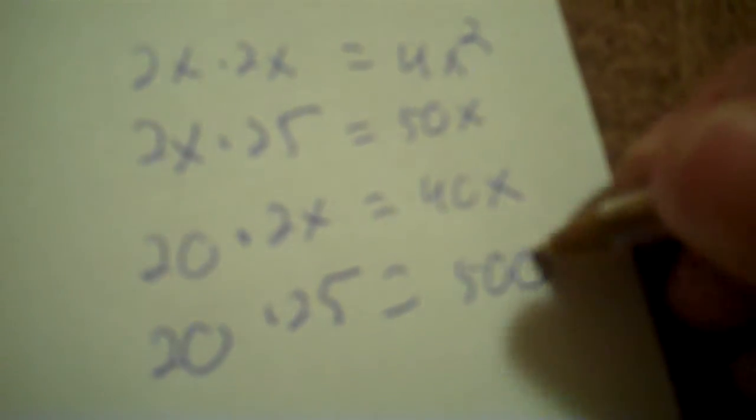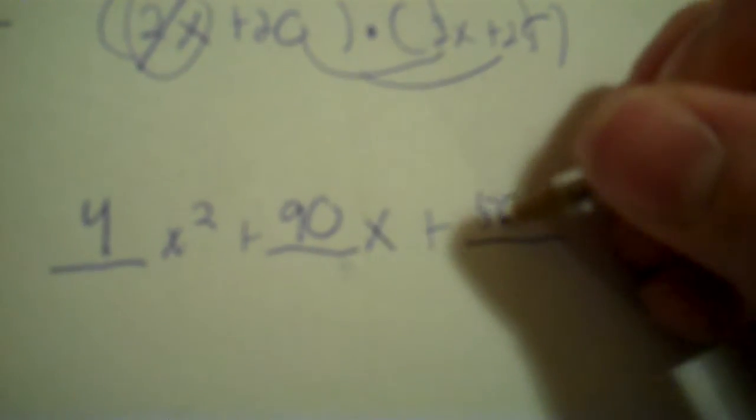So 2 times 2 is 4. X times x, x second. 2 times 25 is 50 with x. Then 40 with x. And then 20 times 25 is 500. Okay, so x second is the degree, and we have some x, and we have constant. Constant means there is a number, a product that didn't end up with a variable. So you got x second, you got 4, x 50 plus 40 is 90. You add these two, okay, and then 500. Okay, that's the end of part A.